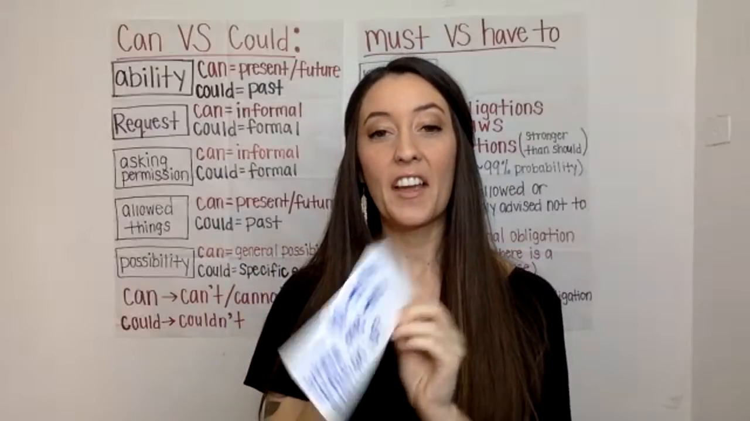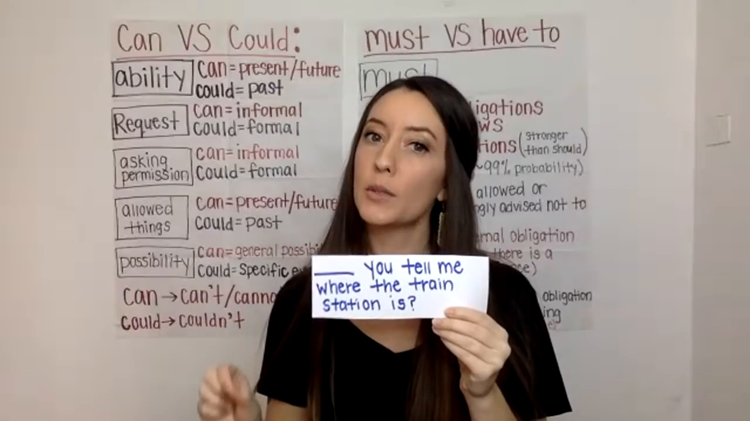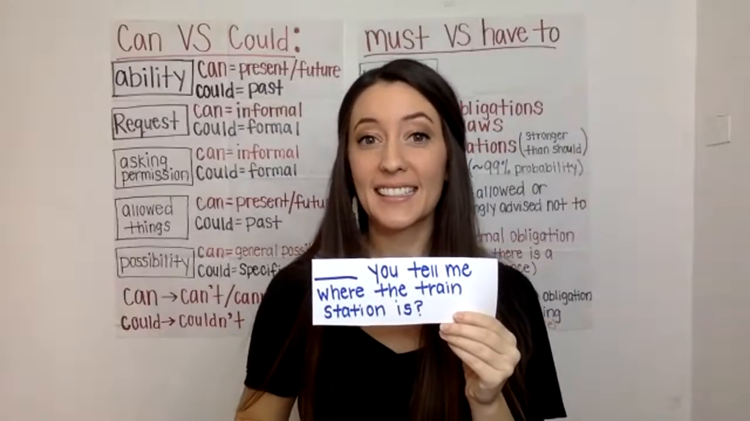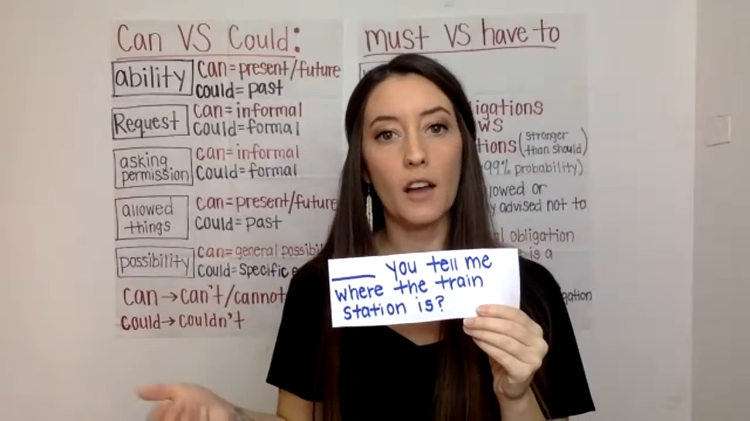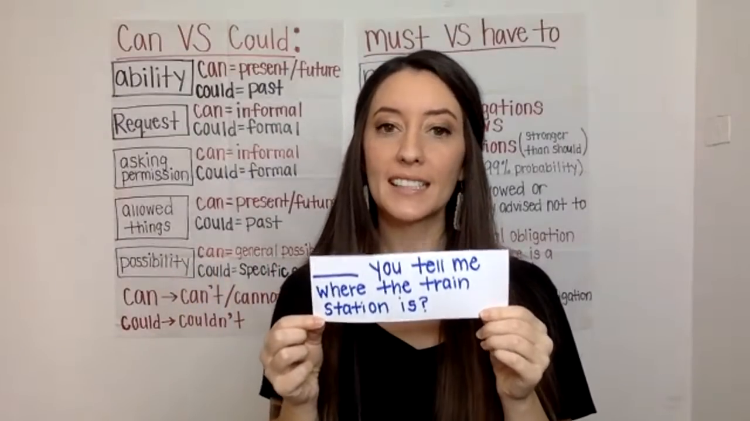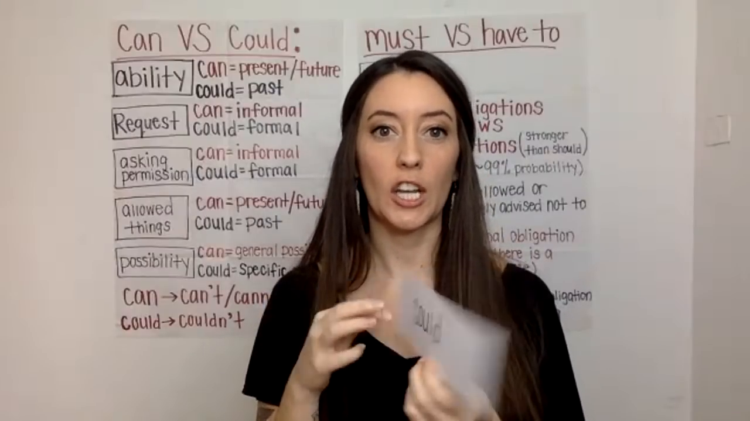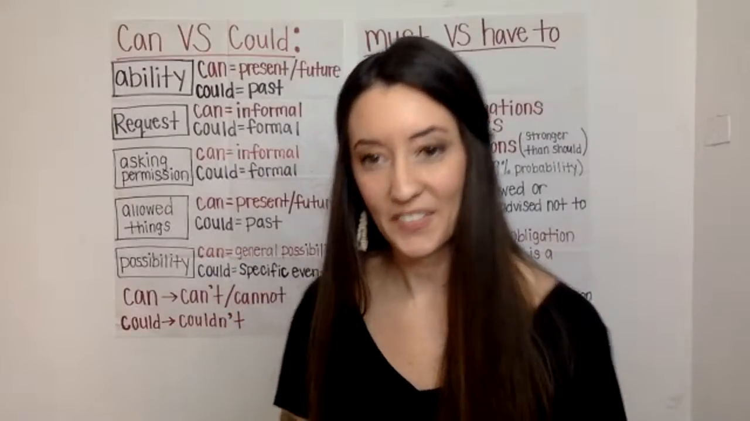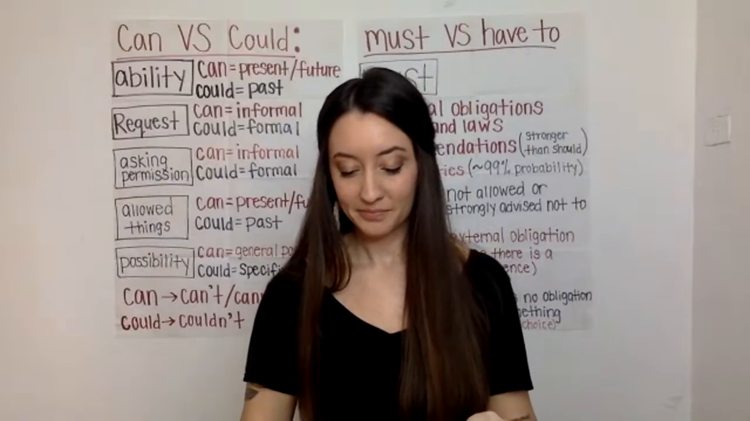Could you tell me where the train station is? Why do we use could? Because we are probably asking someone we don't know. We're asking a stranger, someone that's not familiar to us. So in this case, we need to use the formal version, which is could. Could you please tell me where the train station is? Very good. Okay, two more examples.